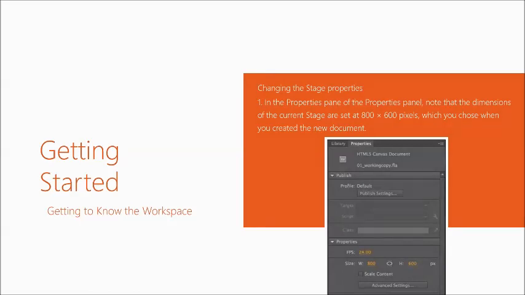Changing the stage properties is easy in the Properties pane of the Properties panel. Note that the dimensions of the current stage are set at 800 by 600 pixels, which you chose when you created the new document.